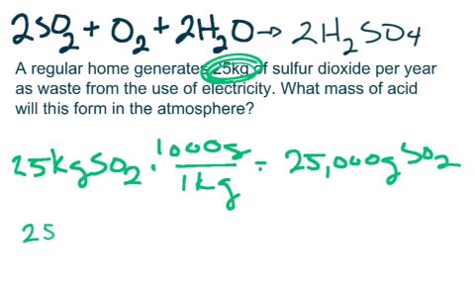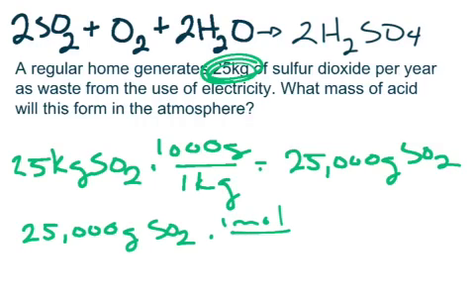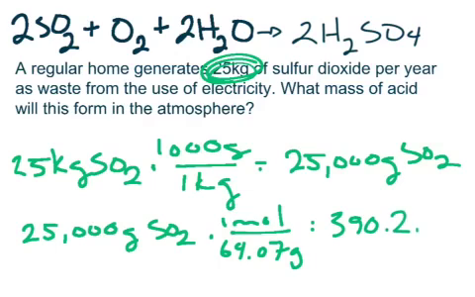So we have 25,000 grams of sulfur dioxide. We need it to be moles so that we can convert from one substance to another. And this leaves us with 390.2 moles of sulfur dioxide. Okay, so first step, we got rid of kilograms and got regular grams. Second step, we got rid of grams and got moles.